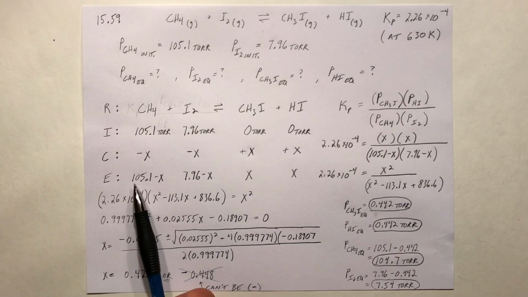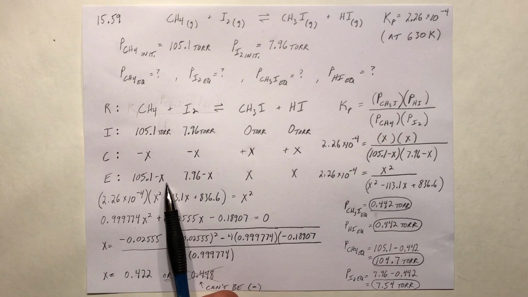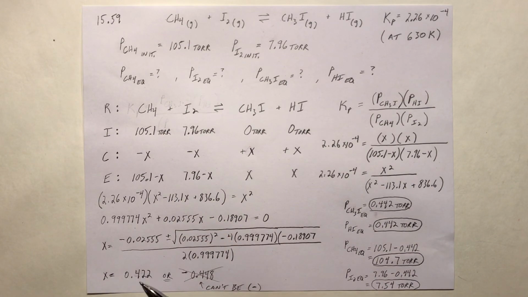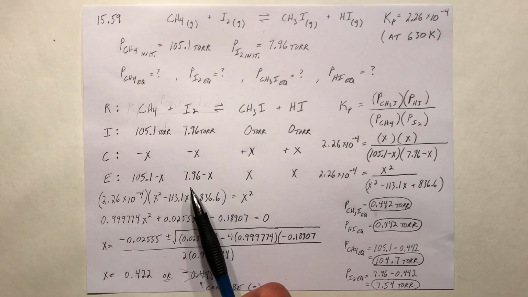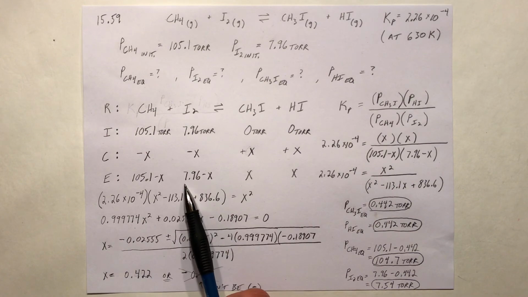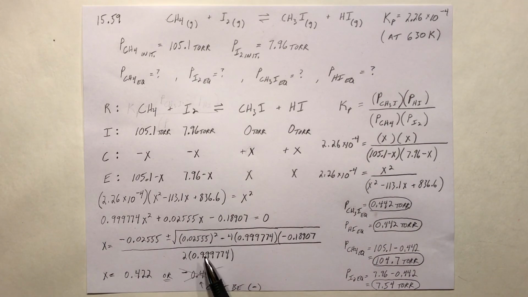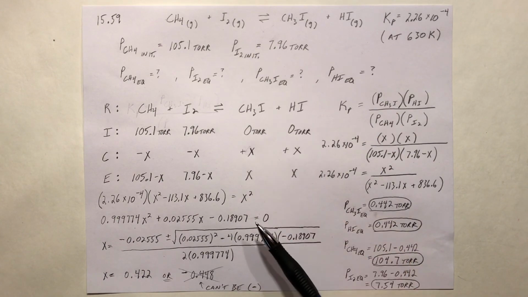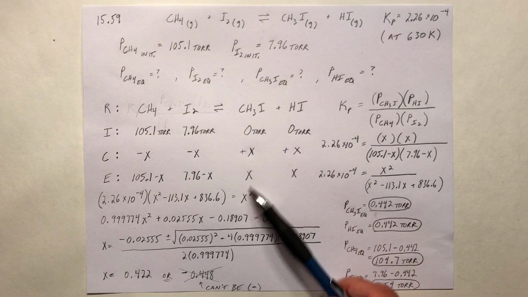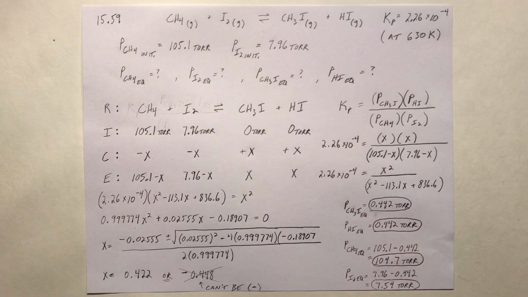So at equilibrium, 105.1 minus x would be the equilibrium amount of CH4. For I2, the equilibrium pressure would be 7.96 minus x. And then for these two, 0 plus x would give us x at equilibrium for both.